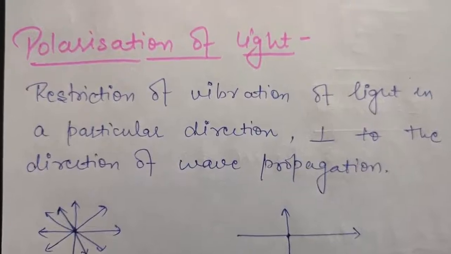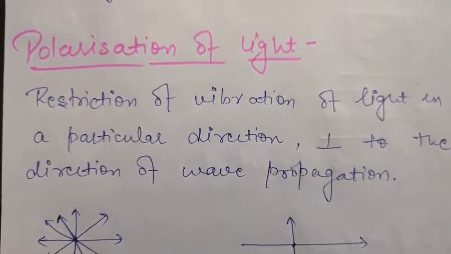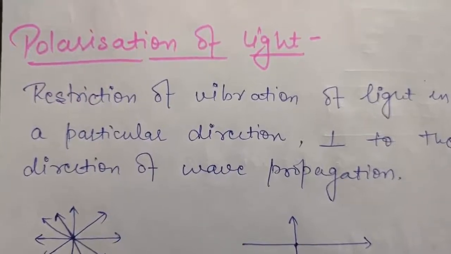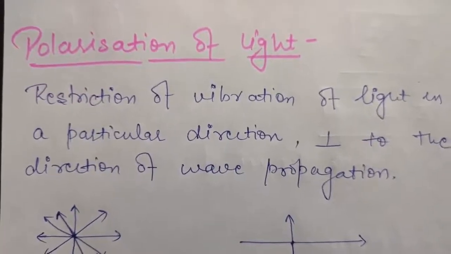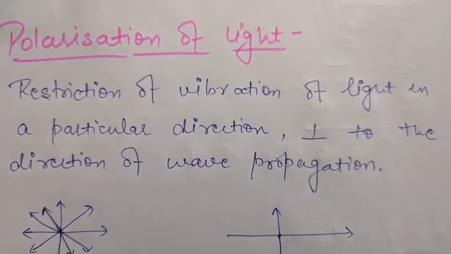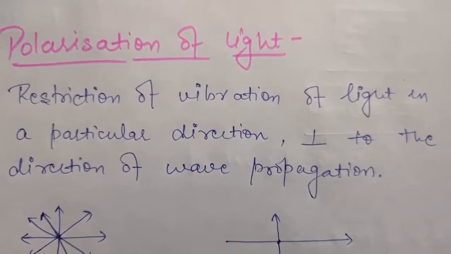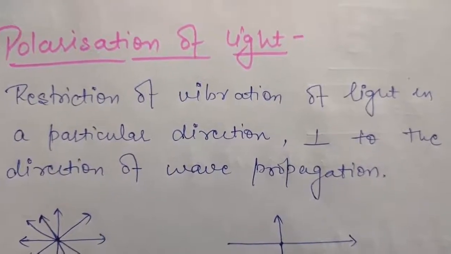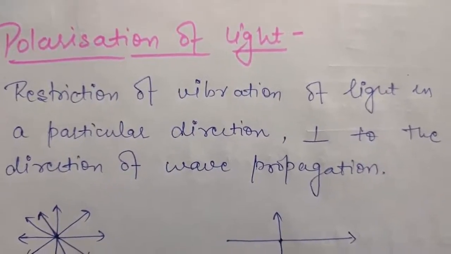polarization of light. That is, when you have a normal unpolarized light, what happens? Vibrations of light are there in every possible direction. But if you restrict the vibrations of light only in one direction, which is perpendicular to the direction of wave propagation, then that is called polarized light.